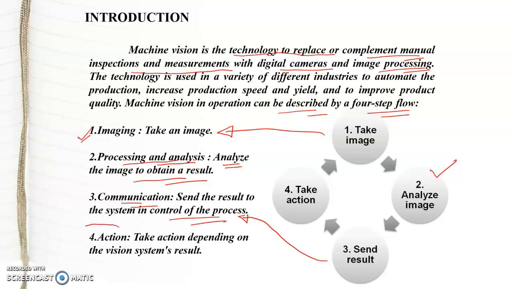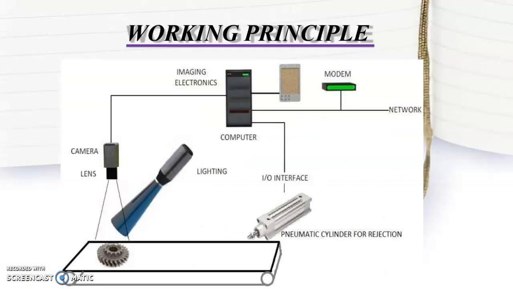And finally, the action. That is the fourth step, which depends on the vision system's result. Normally the action may be in the form of rejection or acceptance. So after comparing the image provided by the machine vision system, the software provides a communication of whether to accept or reject the component.